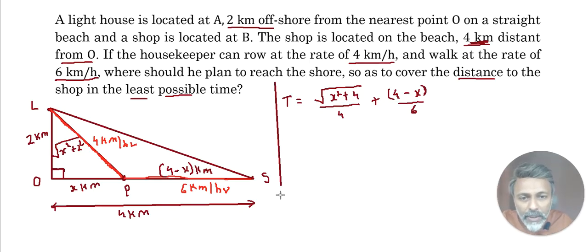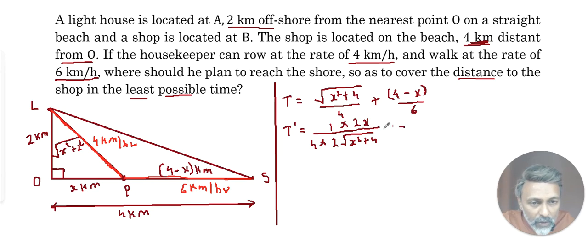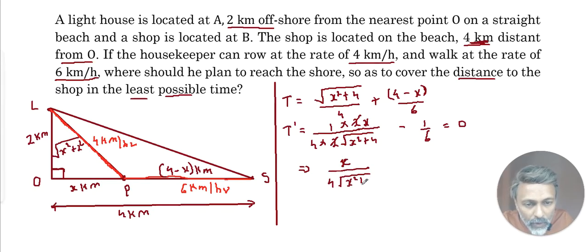Let's differentiate with respect to x. Therefore, t dash is equal to 1 upon 4 into 2 root x square plus 4 into the derivative of x square plus 4, which is 2x, plus 4's derivative is 0, minus x's derivative which is 1 upon 6, and we equate this to 0. We can further simplify this and try to get x. 2 cancels out, so we get x upon 4 root x square plus 4 equal to 1 upon 6.